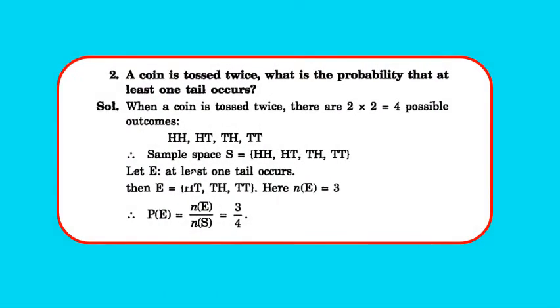Moving to question 2. A coin is tossed twice. What is the probability that at least one tail occurs? So when a coin is tossed twice, the total number of outcomes is 4, and the outcomes can be written as HH, HT, TH and TT. So the sample space S equals HH, HT, TH and TT. Now we have to find the probability of at least one tail. So E equals HT, TH and TT. The total number of elements in E is equal to 3. So using the formula P(E) is equal to n(E) upon n(S), we get the probability of the event as 3 upon 4. Clear? So pause and note down the solution.